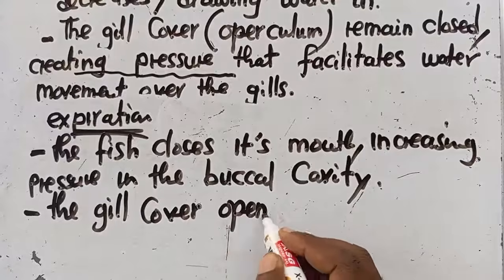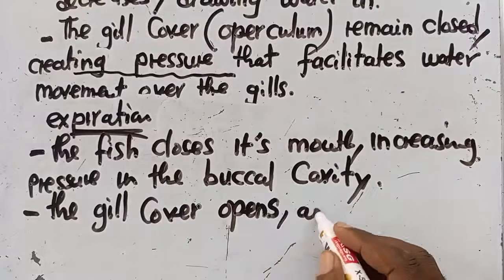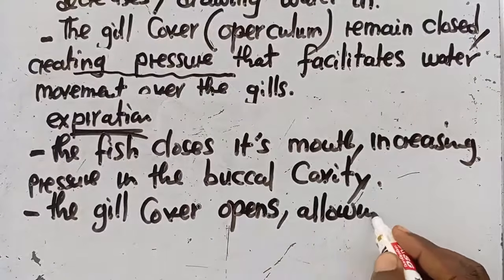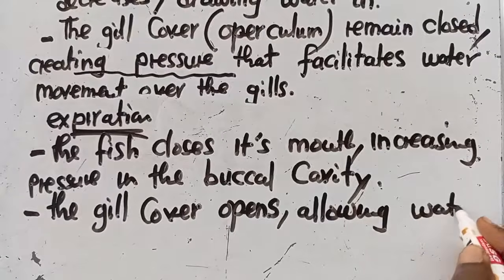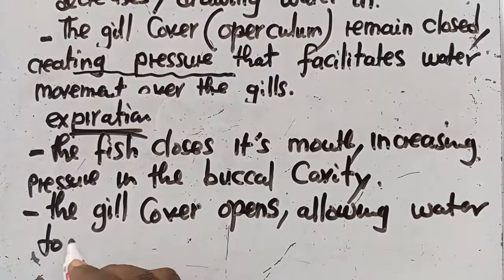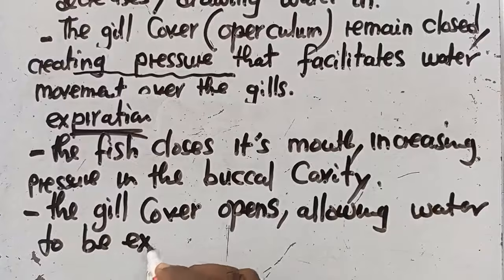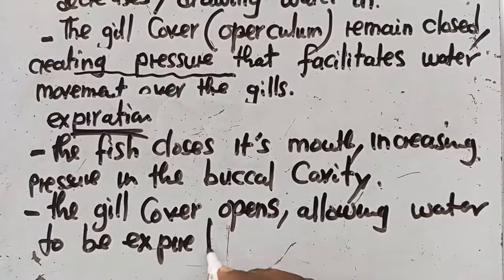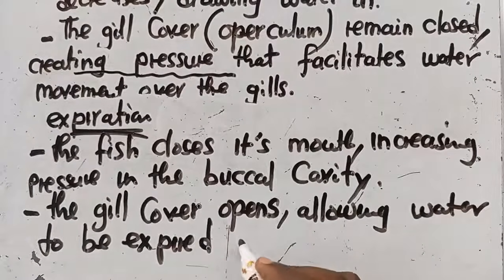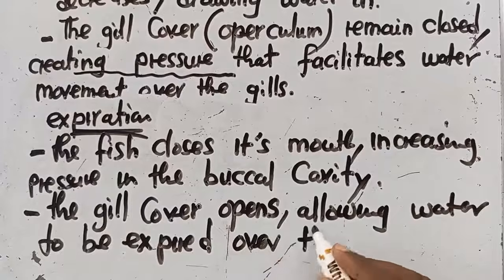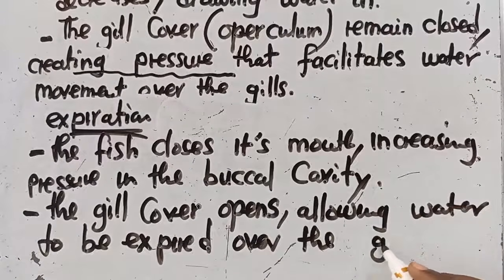So the gill covers open, allowing water to be expelled over the gills. Allowing water to be expelled over the what? Over the gills. This is what is happening.